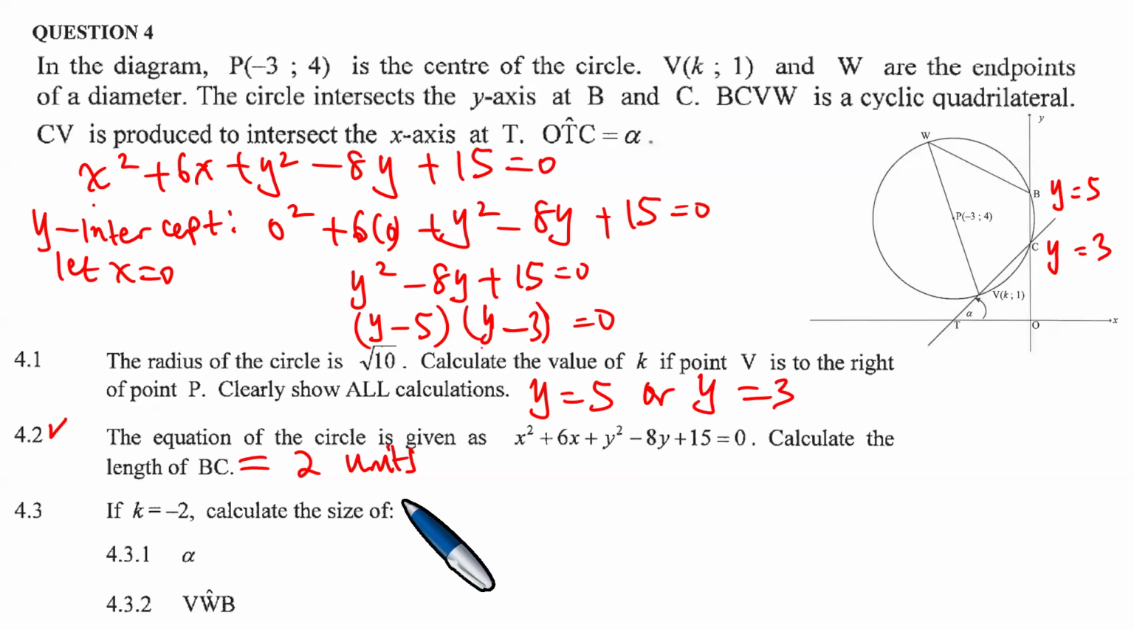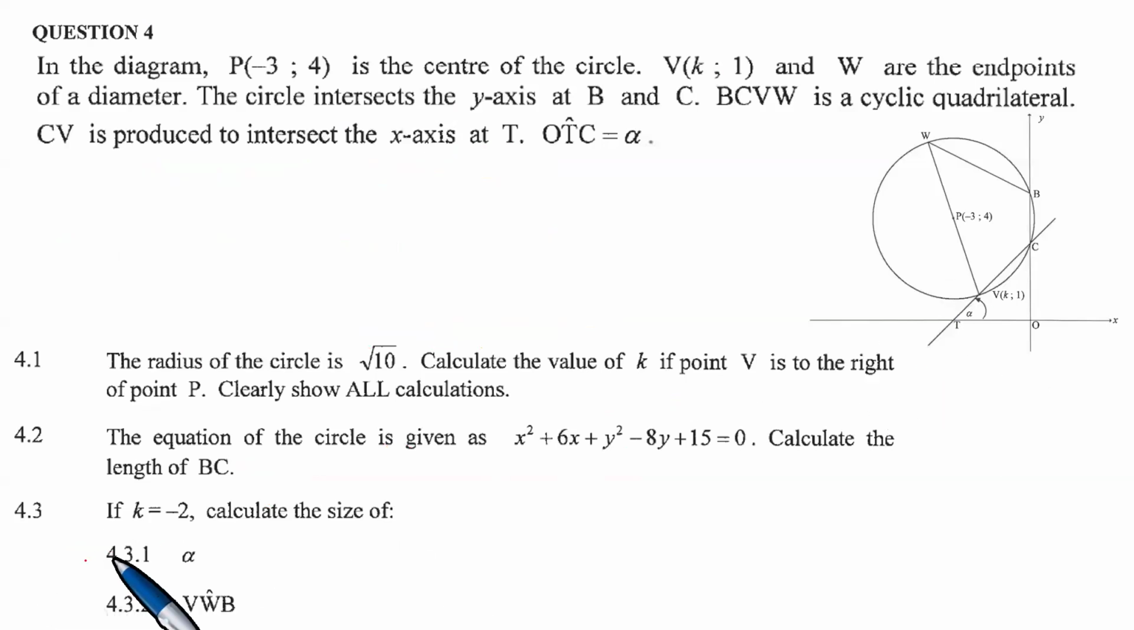So now we continue to solve the next one. So now if k is negative 2, calculate the size of alpha. Let us look at this one. So we're looking at 4.3.1, and we're saying if k is negative 2 here, which means that V is minus 2 and 1.